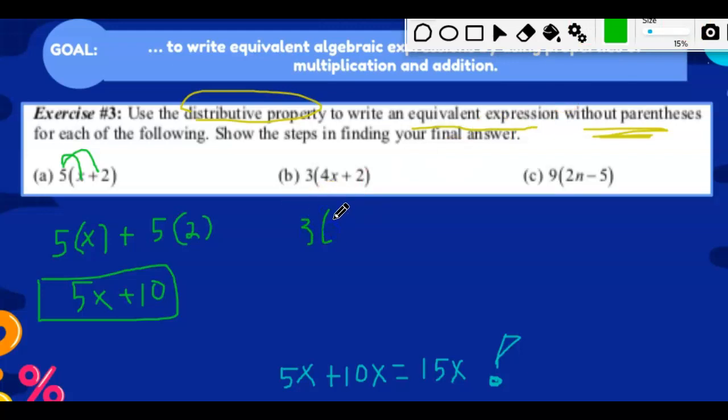All right. So where did we get 6? We multiply 3 times 2, and then it becomes 12x plus 6. And then the answer will be 18x. Is 18x correct for this? No, it's just 12x plus 6. Why do you think 18x will not be correct?